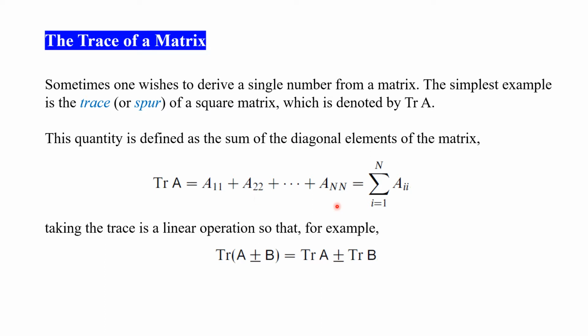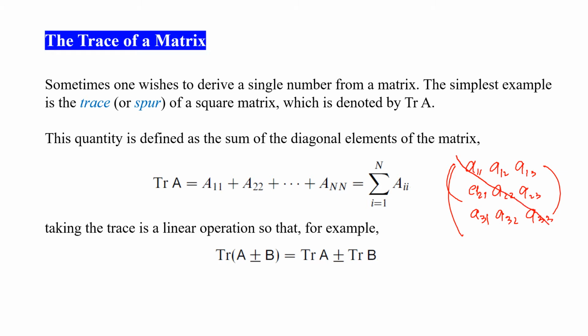So trace A is only valid for square matrices. This quantity is defined as the sum of the diagonal elements of a matrix. Again, the trace or the spur is defined as the sum of the diagonal elements of a matrix. Whatever square matrix you have, let's say you have A11, A12, A13, A21, A22, A23, and A31, A32, A33. If you want to get the trace of this one, we just get the sum of the diagonal elements, which is this one here.